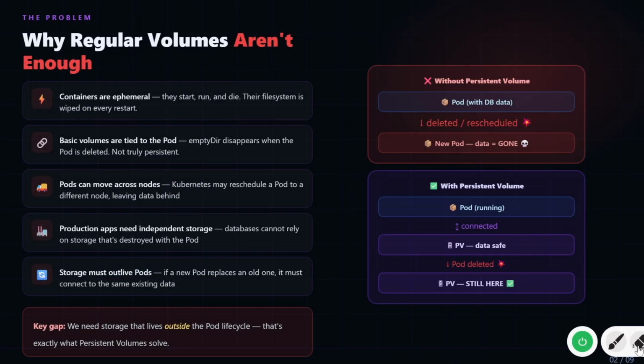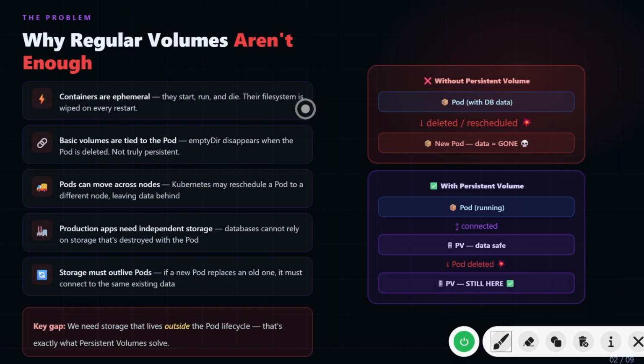Now let us see the problem, like what exactly is the shortage, and how the persistent volume solves the problem. First thing, containers are ephemeral in nature, as we said in the previous video. Also we discussed the volumes, right? So they just start, run and die. Their entire file system is wiped, that means removed, on each and every restart. Basic volumes are tied to the pod, and an emptyDir disappears whenever the pod is deleted, so it is not truly persistent, we can say.